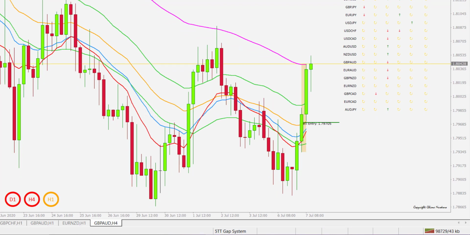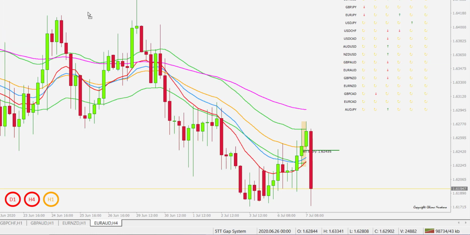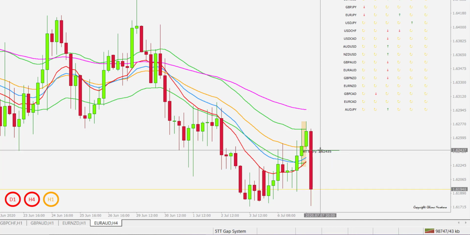Euro AUD, boom, sell, boom. That's a perfect textbook entry. So stop loss 38 or 55, but right now either way you're more than 1 to 1. If it's 30, if it's 38 you went for, then you're over 1.1 to 1.5.